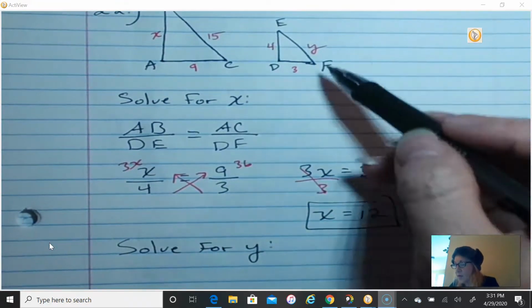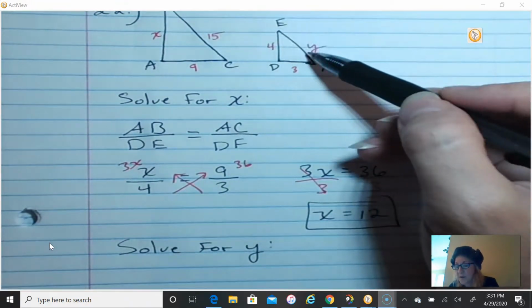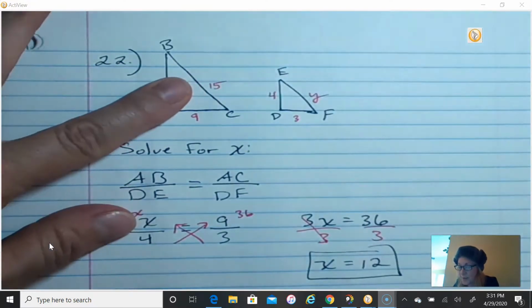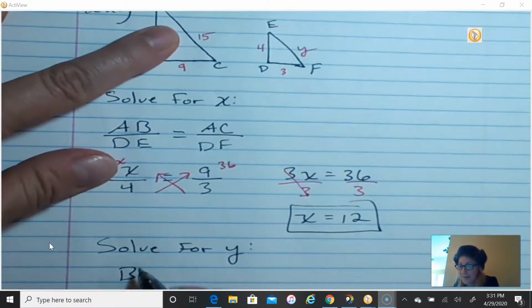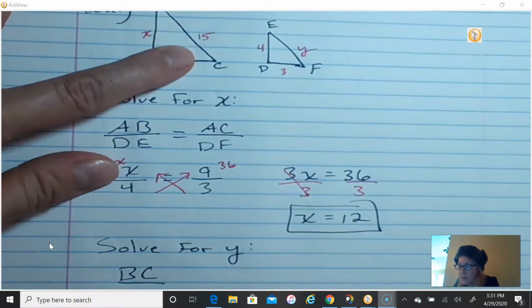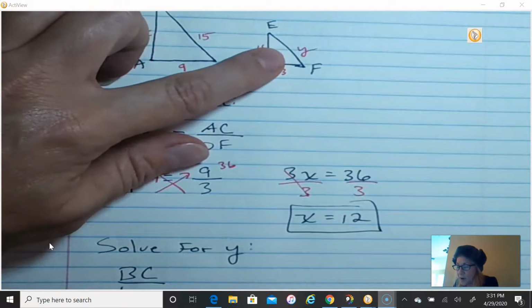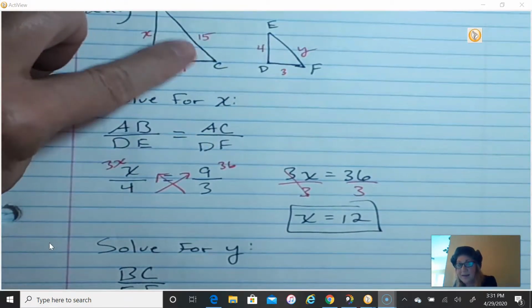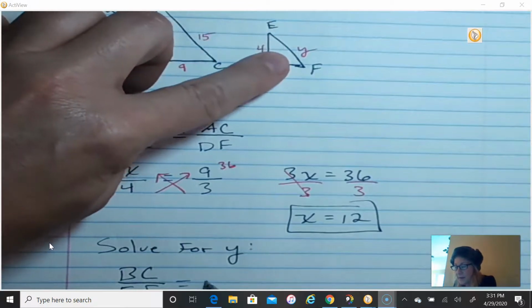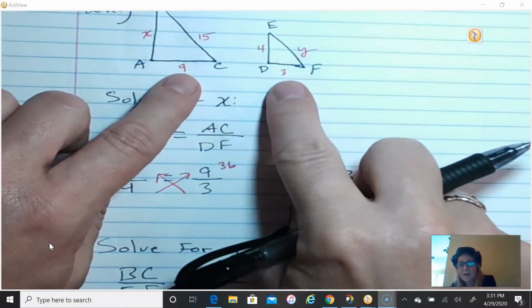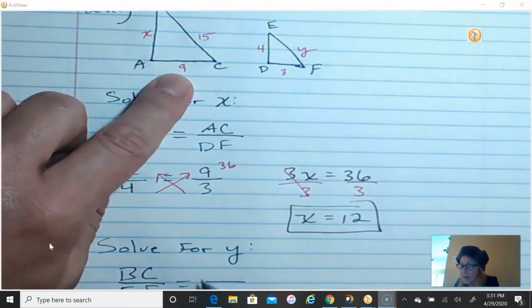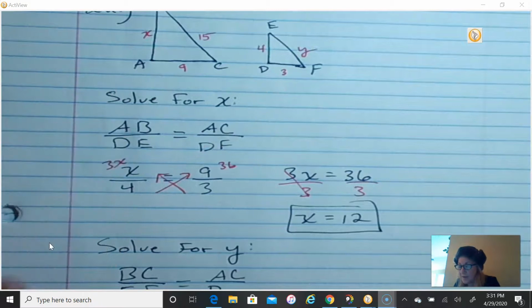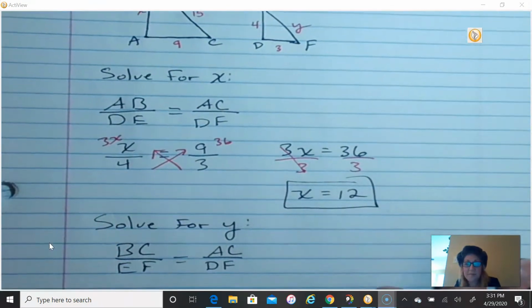Okay, so what side does Y correspond with? That's right, BC. So we're going to put BC on top because it's large, and EF on the bottom because that's our Y. That's what it corresponds with, BC and EF. And we're going to use these two down here again because they have the measurement. AC is large, so it's going on top. DF is small, it goes on the bottom.